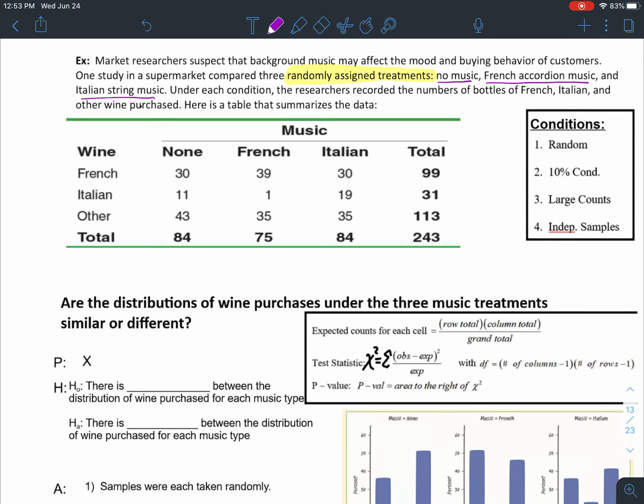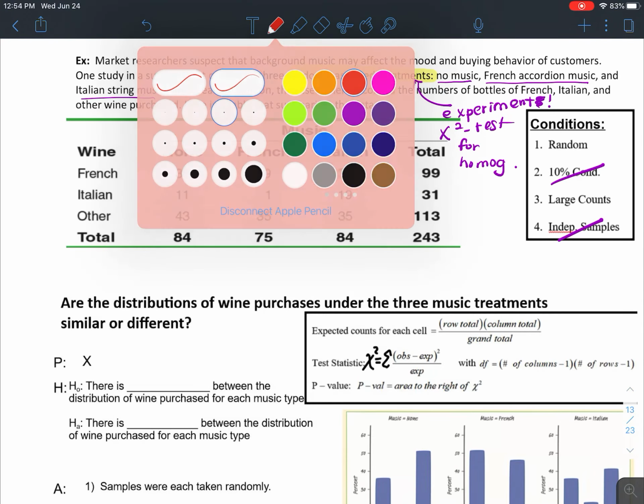They're not going to tell you in these problems whether you should be doing a goodness of fit test or a chi-square test for homogeneity. You need to know what to look for. The one dead giveaway in this problem is the language they're using when they say they randomly assign treatments: this is an experiment, and we should most definitely be using the chi-square test for homogeneity. So we have our conditions, but I know that I don't need to do the 10% condition or say that any samples were independent if it's an experiment. So I can cross those two off right away.